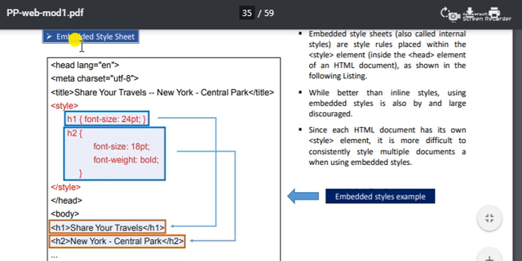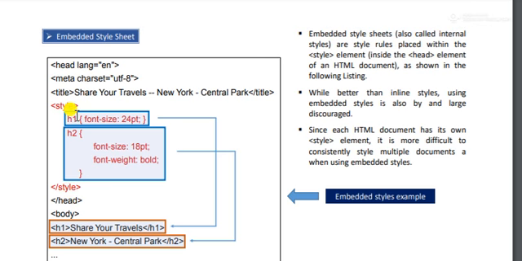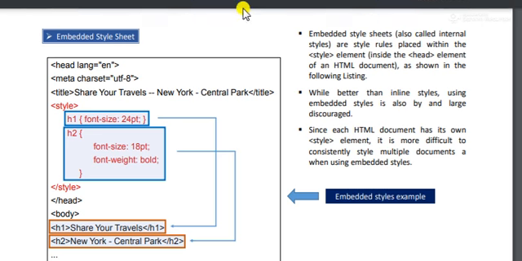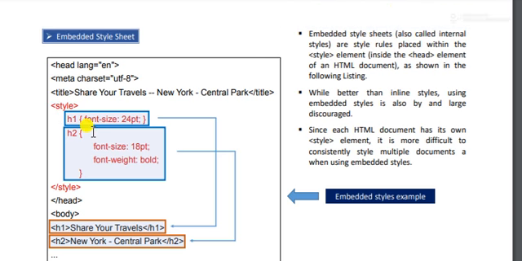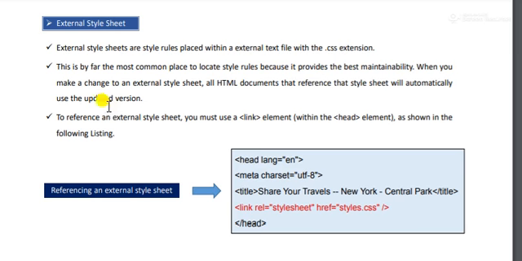For the internal or embedded style sheet, you have to use the style pair tag. Inside that style pair tag, you enter your CSS styles by using the CSS syntax: selector, property and value. Do you understand? This one is the internal or embedded style sheet. An embedded style sheet, also called an internal style sheet, is style rules placed within a style element. Within the style element you have to place the CSS syntax. Okay, so next one is what?